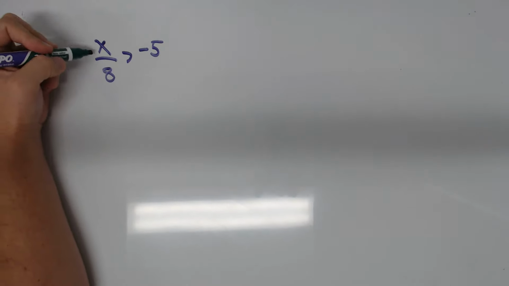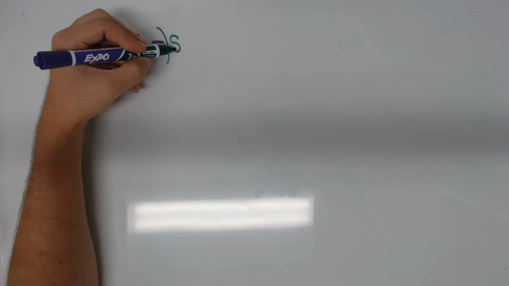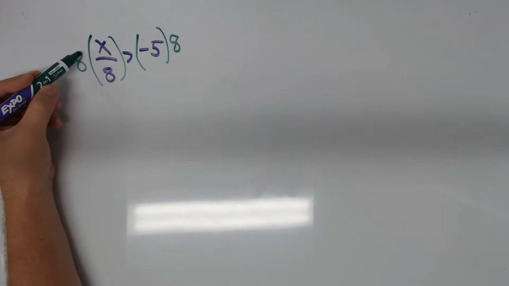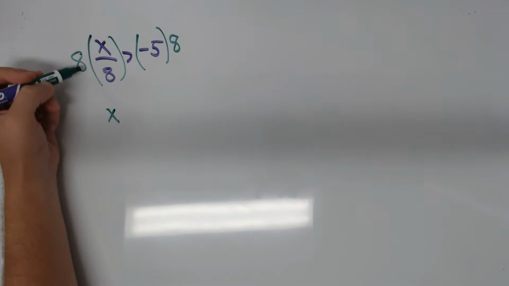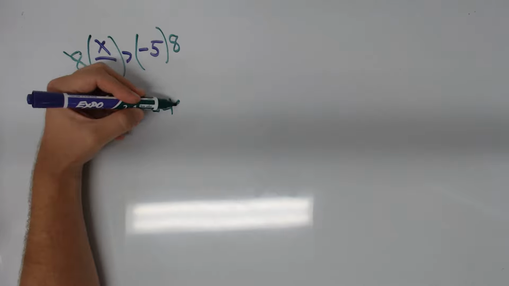X over 8 is greater than negative 5. The opposite of dividing is multiplying, so I'm going to multiply both of these by an 8. I multiplied by a positive number, so nothing special to do here. 8 cancels. Negative 5 times 8 is negative 40.